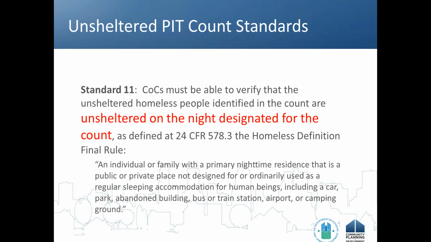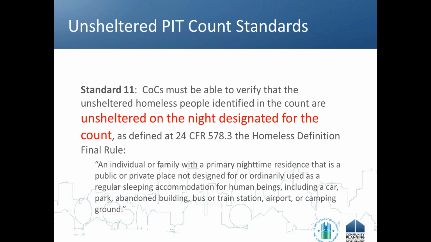Standard 11 highlights the definition for the unsheltered population. COCs must be able to verify that the unsheltered homeless people identified in the count are unsheltered on the night designated for the count, as defined in the homeless definition. And I'm not going to read the definition, but I just want to be clear that the standard must be met in terms of who is unsheltered. And actually, this is a statutory requirement for who we count in the point-in-time count. So that's particularly important when you're counting over multiple days as well. You still have the requirement to make sure that people are meeting the unsheltered definition on the night of the count.